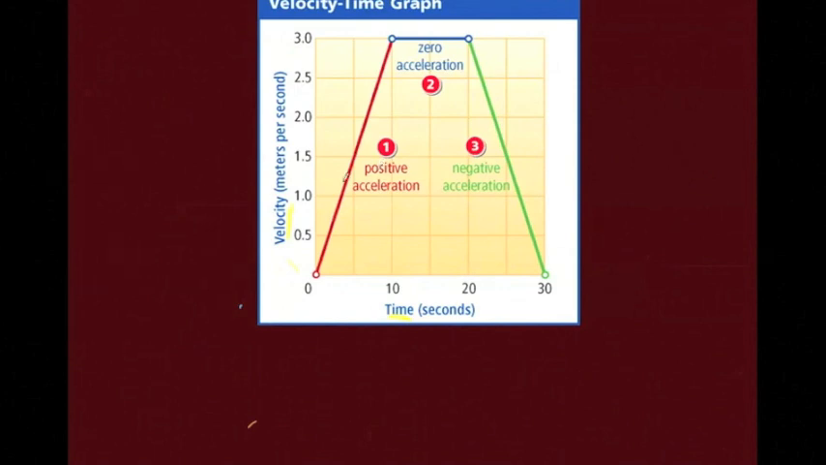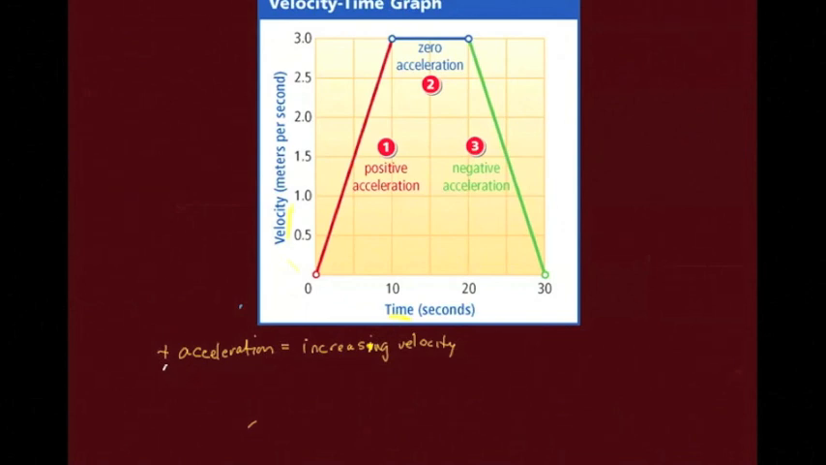Sometimes you may have positive acceleration, which means there's an increasing velocity. So positive acceleration indicates increasing velocity. And you'll see that here in the first part of the graph, the first 10 seconds. In the first 10 seconds, you see that this object is starting at 0 meters per second. Over that 10 seconds, its velocity is increasing, which means it's changing over the entire 10 seconds.